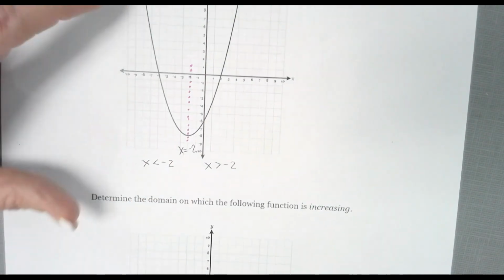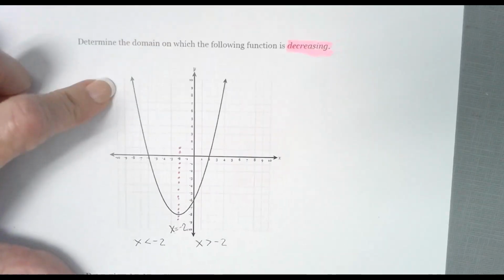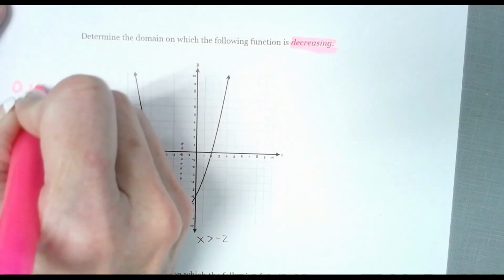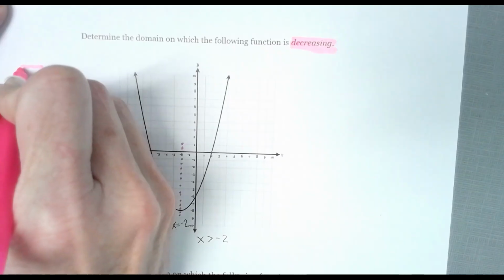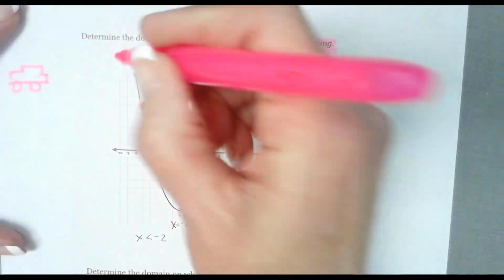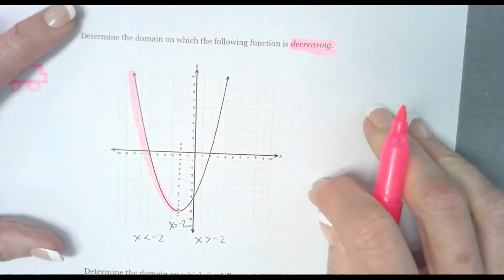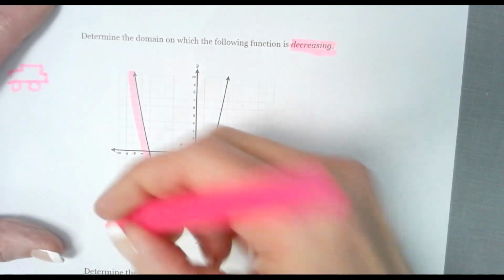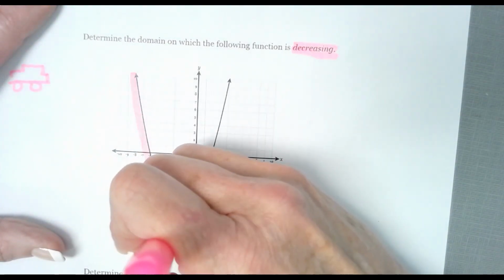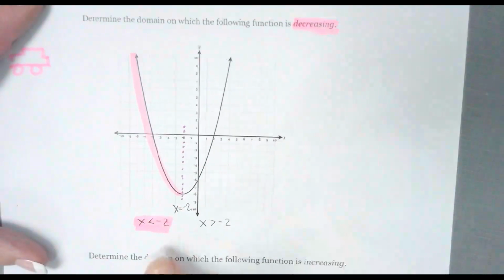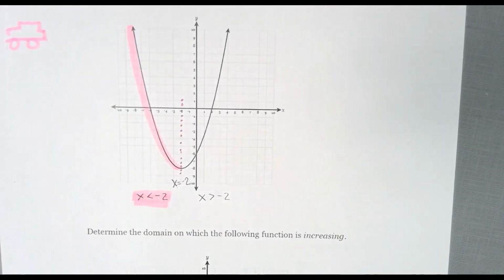Okay? So now let's take a look. Decreasing. Remember, we're always riding in the car from the left-hand side, or the roller coaster. So if I'm riding, this is the part that's decreasing. Well, what x values are those? It's the x values on the left side of -2, and on the left side, that's where the x values are smaller than -2. So that right there is your answer.